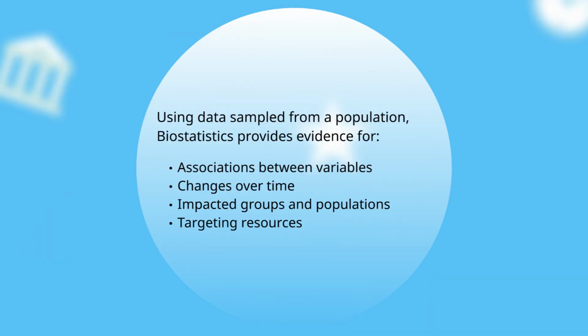These are the steps that we use with sampled data from a population that allow biostatistics to provide evidence for public health for associations between variables, changes over time, will help us determine impacted groups and populations, and target resources to improve the public health in those impacted groups and populations.